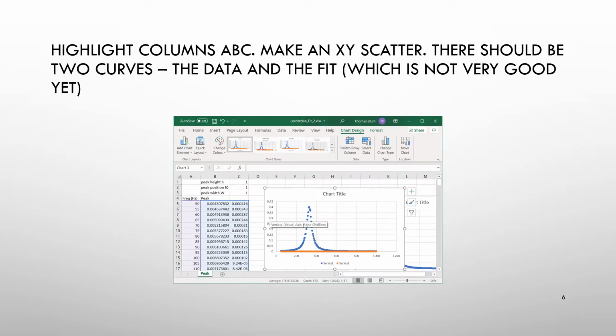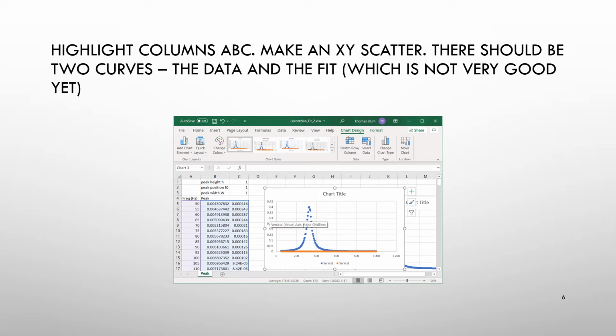Columns A and B hold the data. A is the frequency data, and B holds the height of the peak at each of those frequencies, and C holds our Lorentzian fit to the peak, and it's not a very good fit just yet.